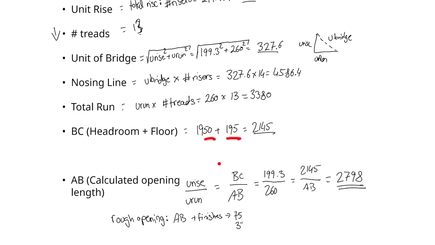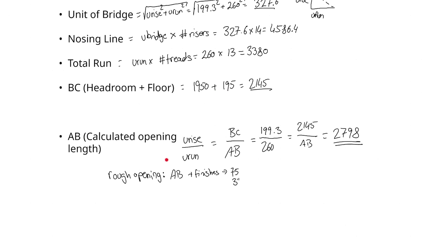And then to figure out our AB, the calculated opening length, we're comparing small triangles to big triangles. So unit rise over unit run equals BC over AB. And then we pop in those numbers and we solve for AB. And that gives us the calculated opening, which is the finished opening. If you were asked to find the rough opening, you want to add the finishes that are given to you, header, drywall, nosing, that kind of thing, or add 75 mils or 3 inches, and then that should be plenty.